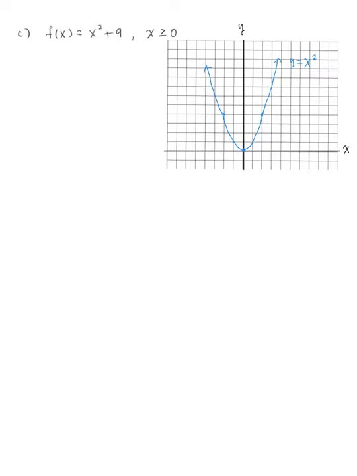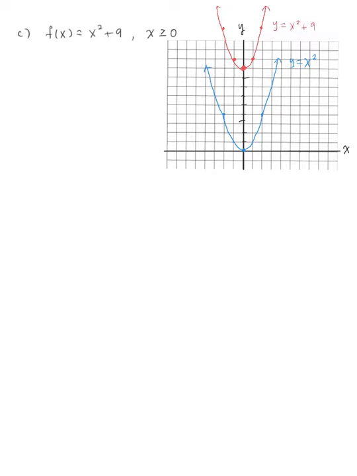Now, plus 9 means what? You're going to have to shift this graph upward by 9 units. So let's see, 1, 2, 3, 4, 5, 6, 7, 8, 9. Oh no, I'm going to run out of room here. Sorry, I'm just going off the graphing paper here. But anyway, here is the graph of y equals x squared plus 9.